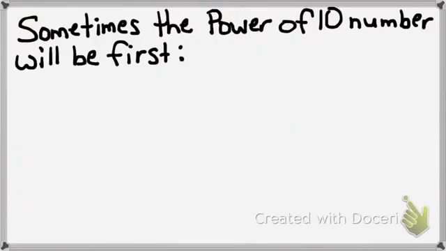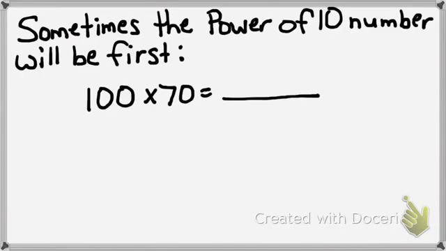Now we'll move on to example number 2. Sometimes you'll see a problem and the power of 10 number will be first. Here I have 100 times 70 equals blank. Both numbers have zeros, so how do I know which is the power of 10 number? Remember, the power of 10 number is the number with a 1 and zeros.